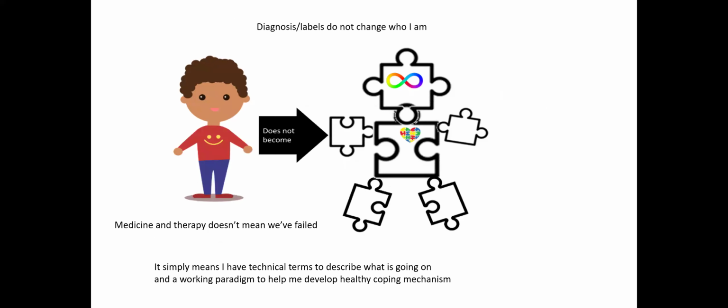I like to emphasize to parents that diagnosis and labels don't change who I am. I've always been me. All these things that make me quirky have always existed. And the medicine and therapies don't mean that we failed. It means that we're simply trying to do things to help us overcome obstacles that may be viewed as insurmountable. It means that I have a working paradigm to help me cope.